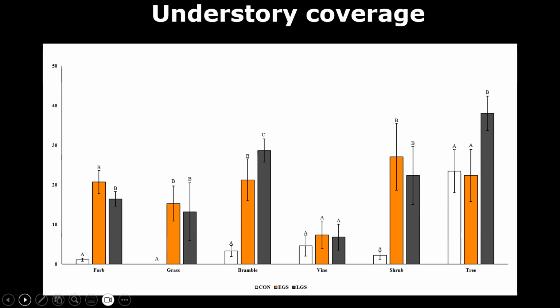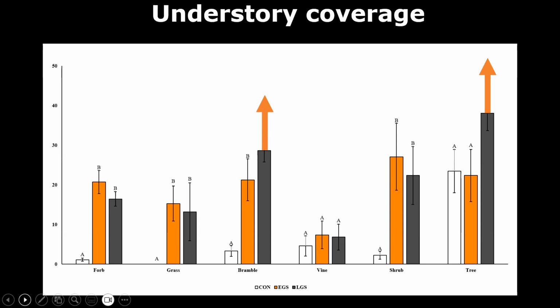A lot of that's just suppressed red maple and yellow poplar in the understory, but we actually are starting to see a bump in tree coverage, and there's almost a third more tree coverage in the late growing season unit compared to the early growing season unit. So really, in summary, herbaceous plants are responding relatively equally, but we are seeing more brambles and more trees in the late growing season unit as opposed to the early growing season unit.